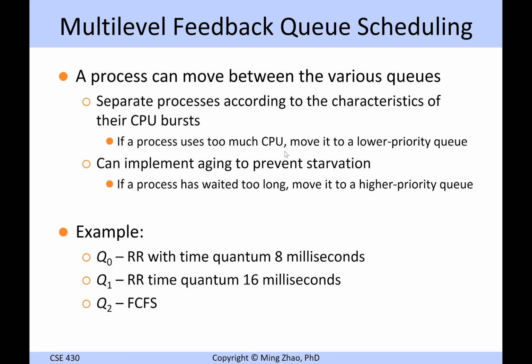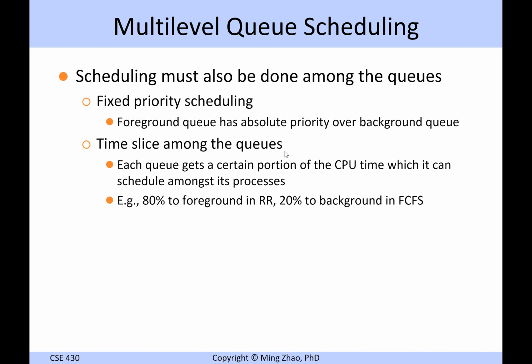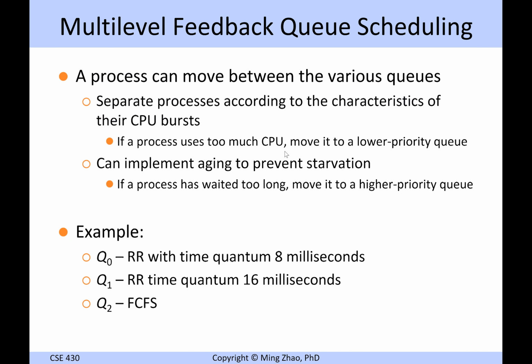Okay. So now let's look at an example. By the way, when we allow processes to move across queues, we call this kind of scheduling multi-level feedback queue scheduling. The scheduling we talked about just now is multi-level queue scheduling, because we have multiple queues for scheduling. When we allow a process to move across queues, we call it feedback queue scheduling, because essentially we have a feedback loop here.